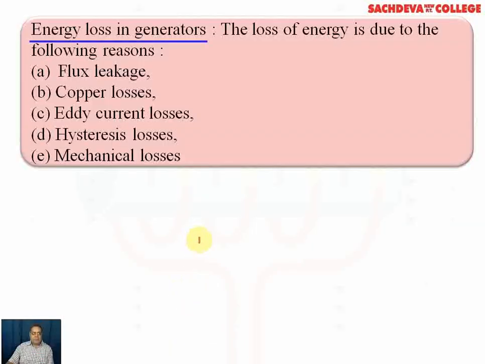Now, energy losses in generators will be of four different types. Number one is flux leakage. So there is no control over the leakage of the number of lines of force. Copper losses are there. Then come eddy current losses, which are in the form of heat. Hysteresis losses, that is, the energy of the magnetic field varies. Mechanical losses, that is, the rotational kinetic energy is slightly varying.